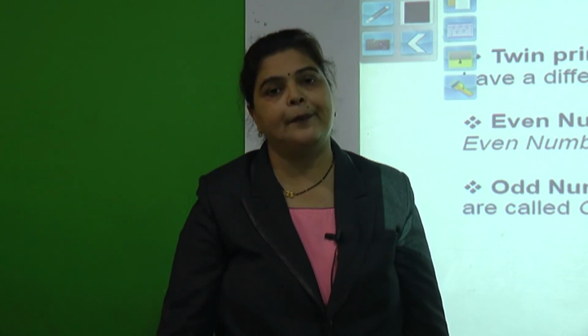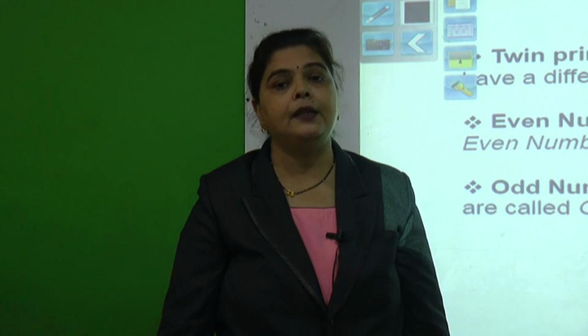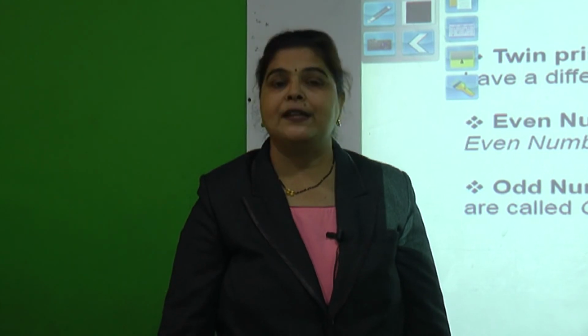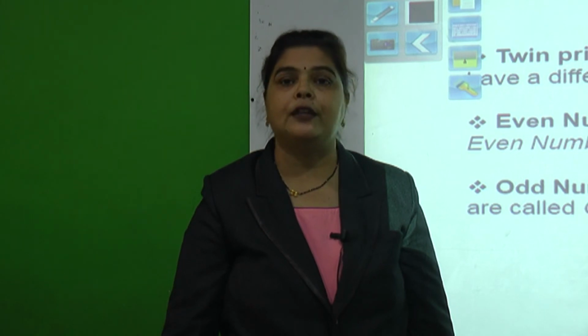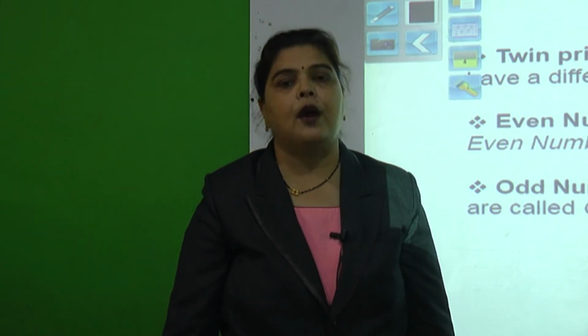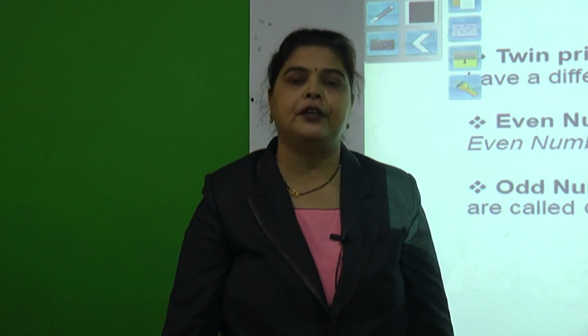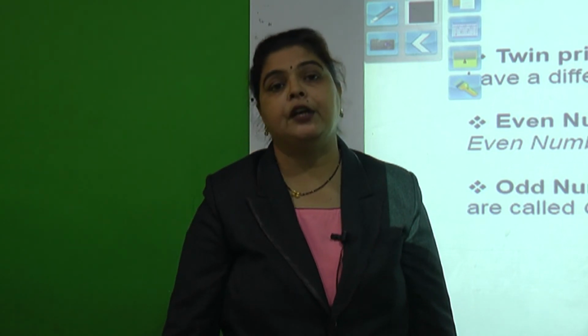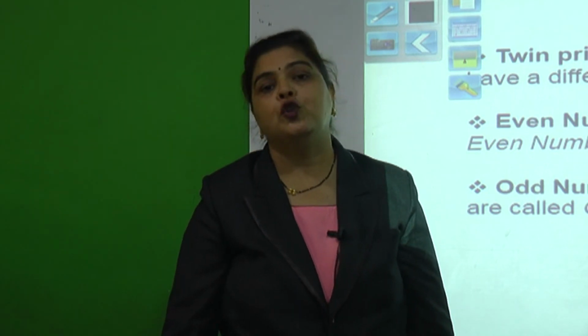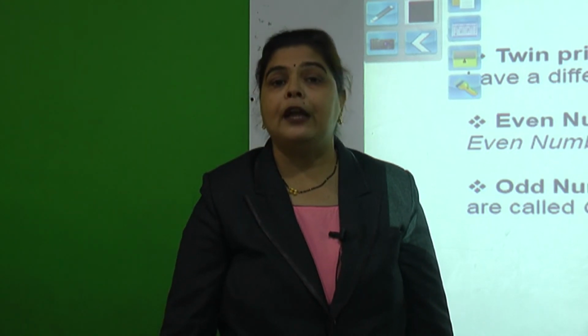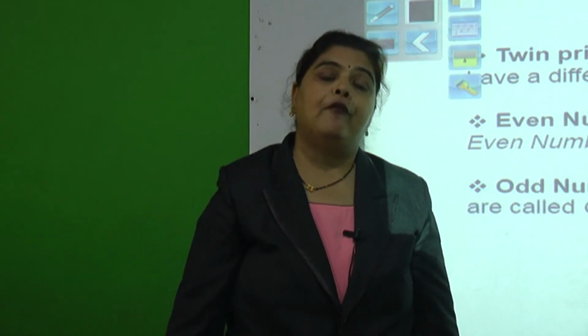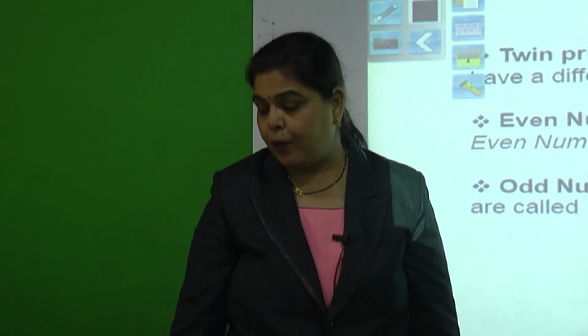I will give one example, that is 13 and 31. What is common between 13 and 31? Only one. The factors of 13 are 1 and 13. The factors of 31 are 1 and 31. Here only one is common, so we can say they are co-prime numbers. So numbers in which only one is common are known as co-prime numbers.